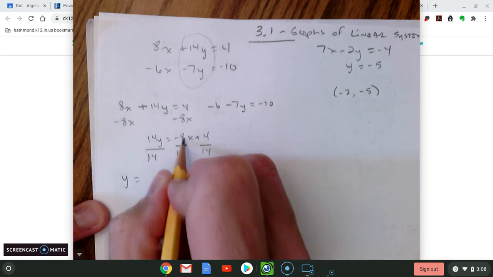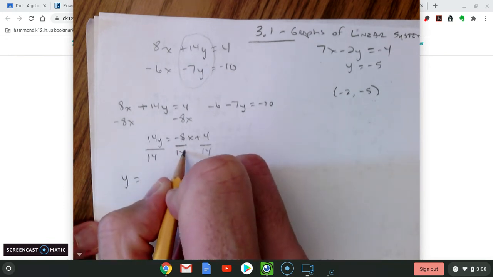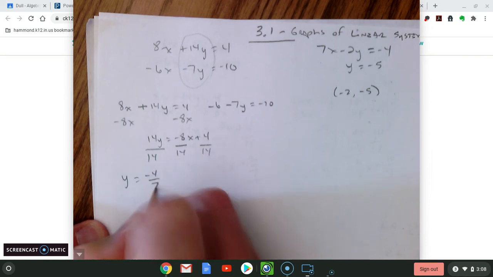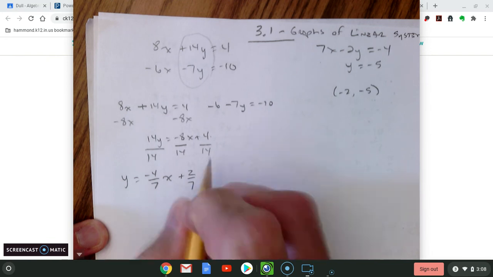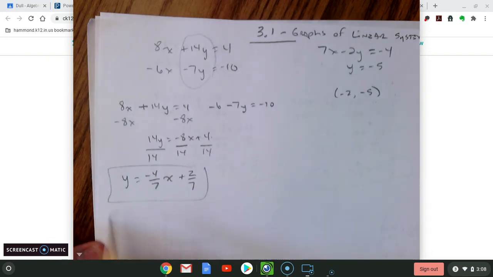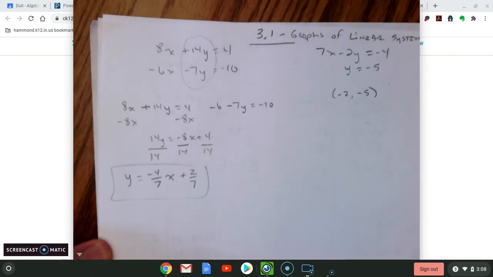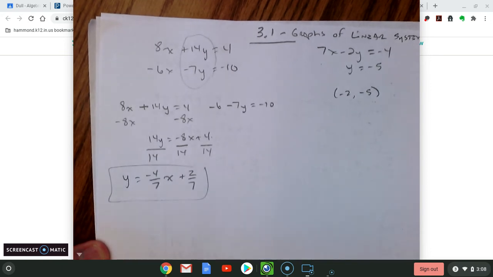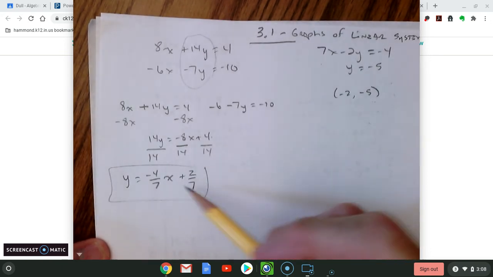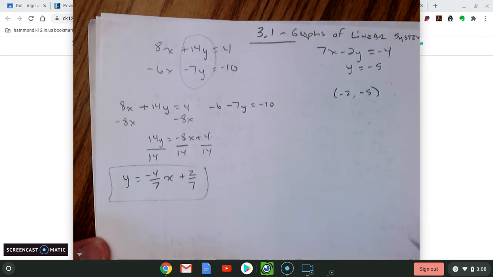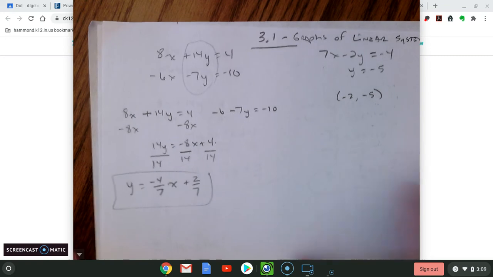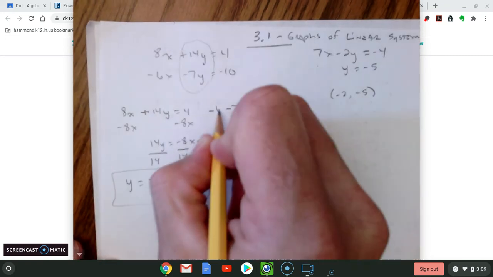So y equals, and then I'm getting a fraction. I can reduce it. 8 and 14 are both even numbers. They divide by 2, so -4/7 x. And then 4 over 14 is 2/7. So this is the slope-intercept form of that equation. It's a perfectly fine equation, but I don't think we want to try and graph this. Our intercept is kind of an ugly fraction. And so we're going to give our best guess as to where that point might be, but that's the best it'll be, a best guess. And the same thing here.